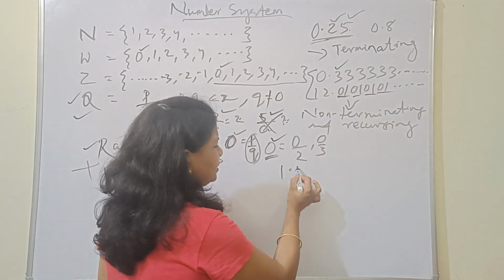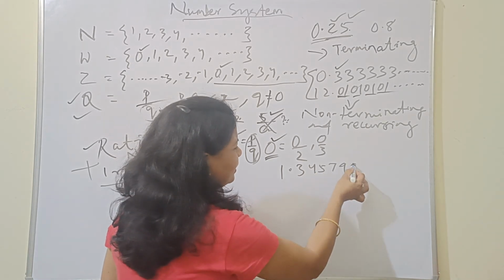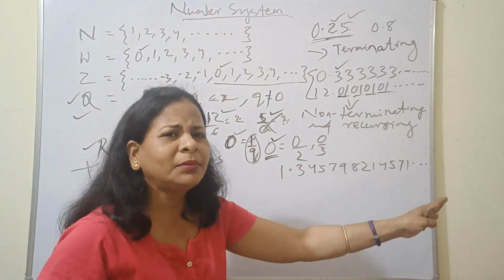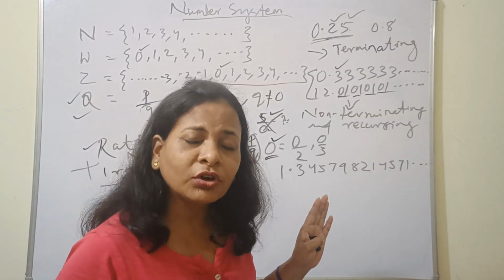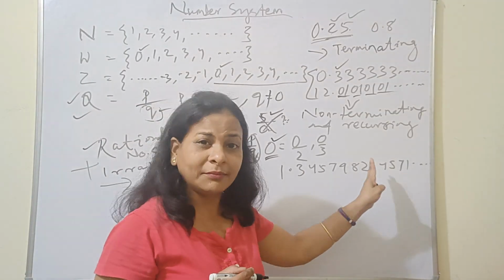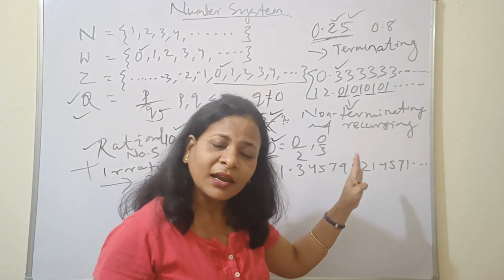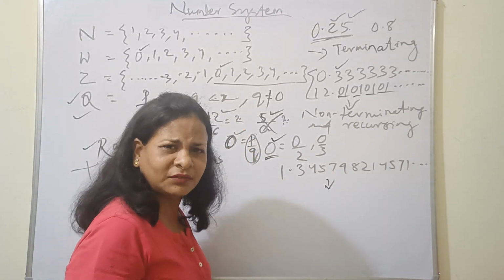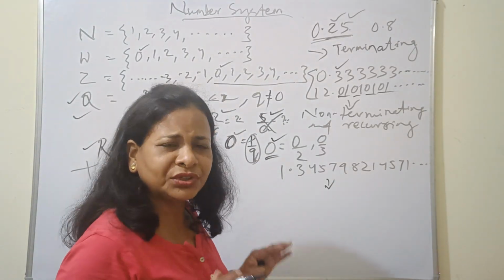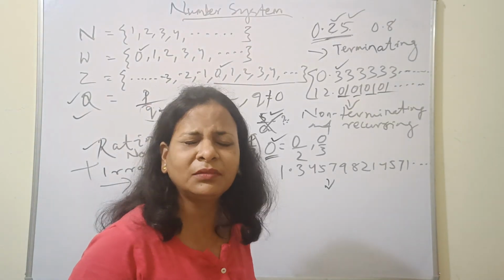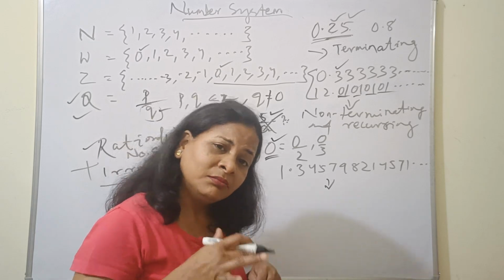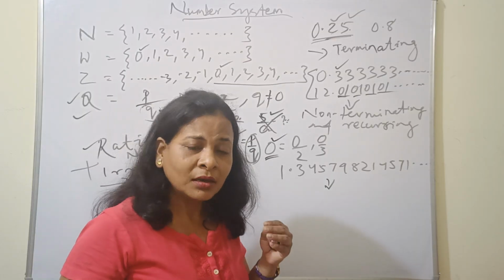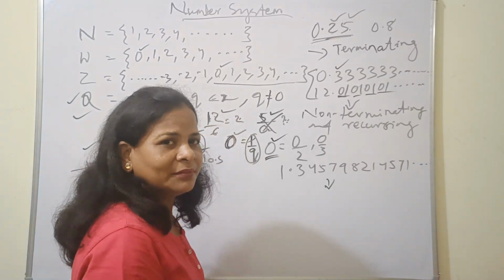Suppose 1.34579821457. Like this it continues, but no number gets repeated. So it is called a non-recurring number. It is non-terminating but non-recurring. This type of numbers which do not have the repetition of any number after decimal sign, it goes on, it continues, it never comes to an end, means it is not terminating, but that also doesn't get repeated. That's why we say that this is a non-terminating and a non-recurring decimal number.